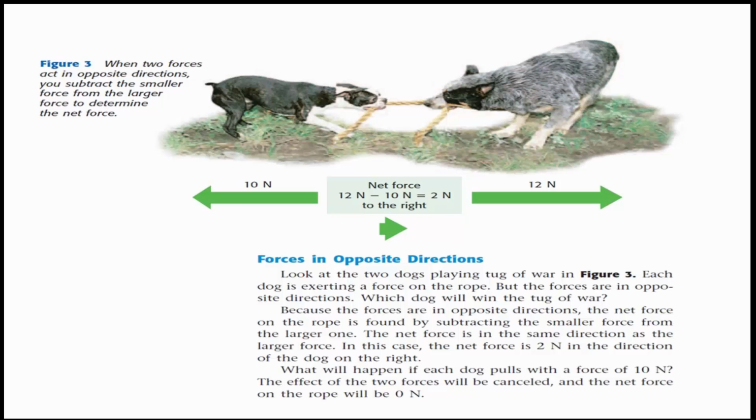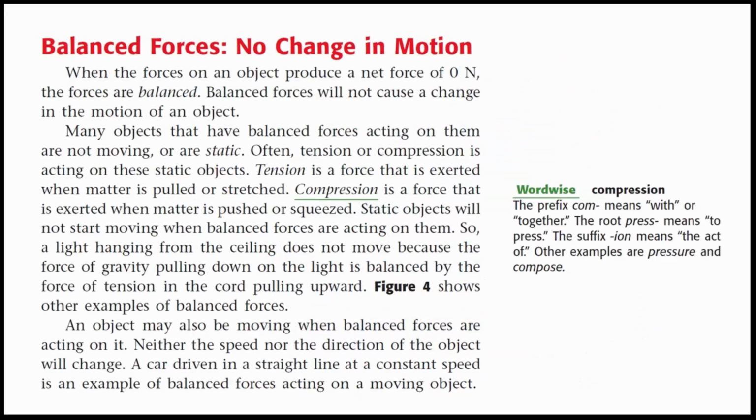What will happen if each dog pulls with a force of 10 newtons? The effect of the two forces will be canceled, and the net force on the rope will be 0 newtons. Balanced forces. No change in motion. When the forces on an object produce a net force of 0 newtons, the forces are balanced. Balanced forces will not cause a change in the motion of an object.